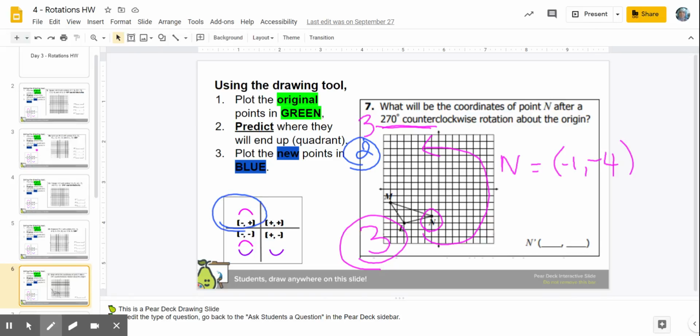Quadrant 2 has negatives and positives. So what do I do with the 1 and the 4? Do I switch them? Okay, and then which number is negative? -4. Awesome. We're going to do a couple more.